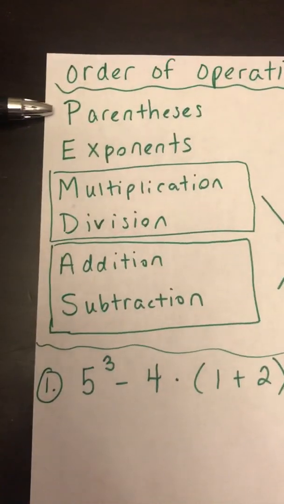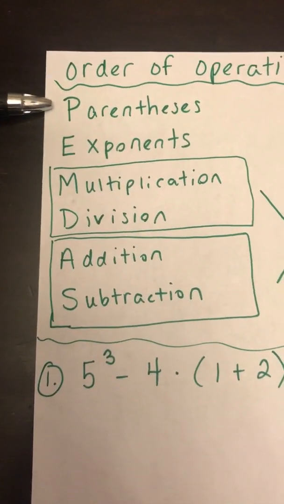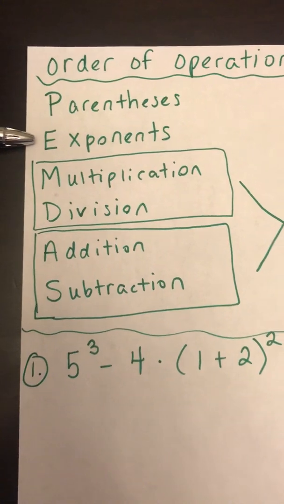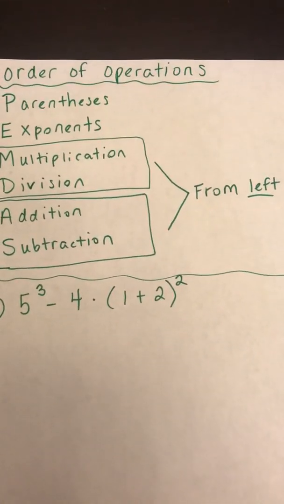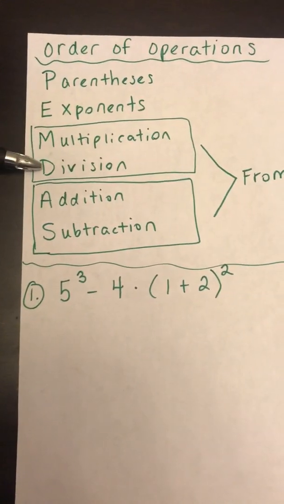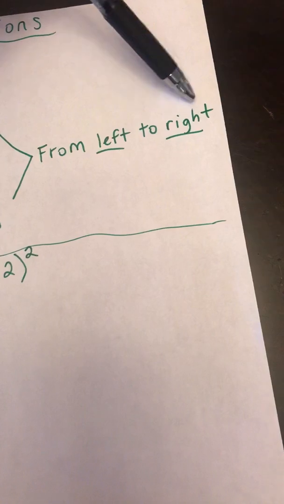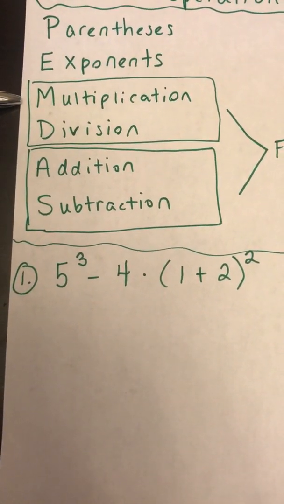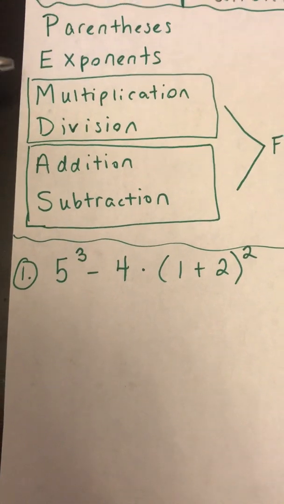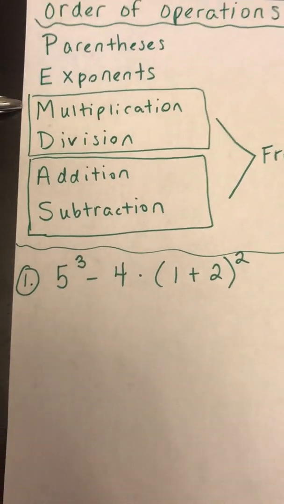So P stands for parentheses. Whatever we see there, we're going to do first. Next, we're going to look for exponents. And the last two steps are important to understand because after exponents, we will do any multiplication and division, but we're going to do what comes first from left to right. Meaning, if division comes before multiplication in the problem from left to right, we will do division first, or vice versa if multiplication is first.